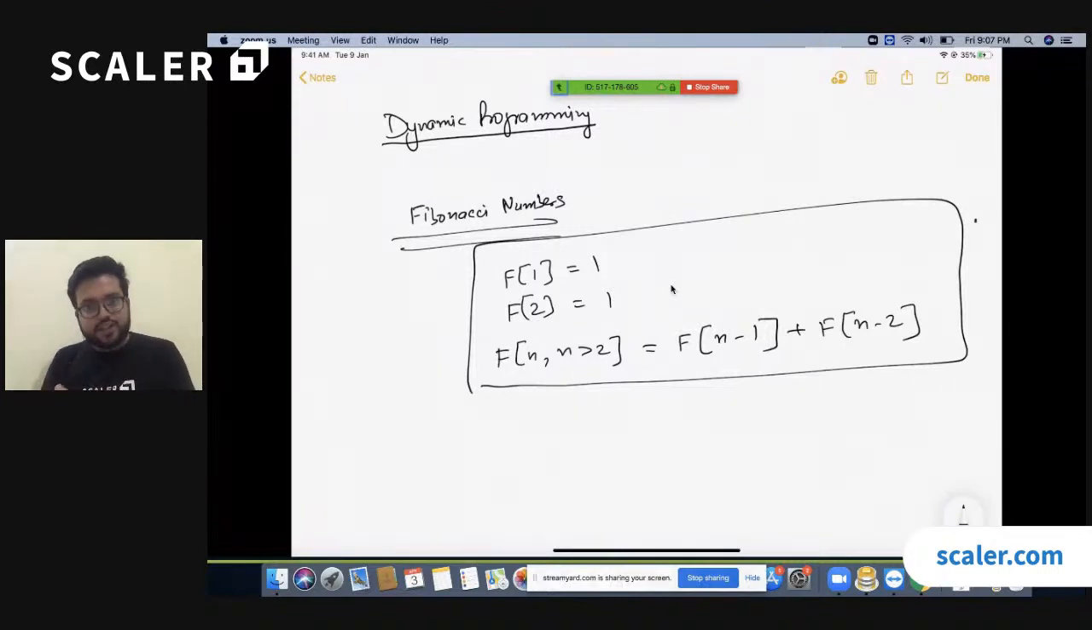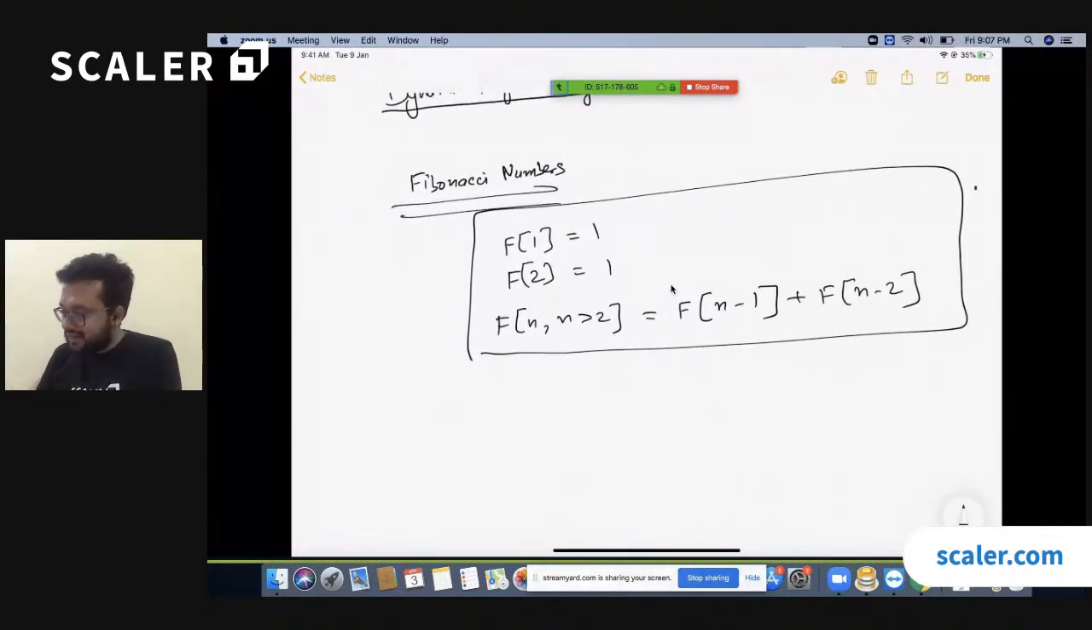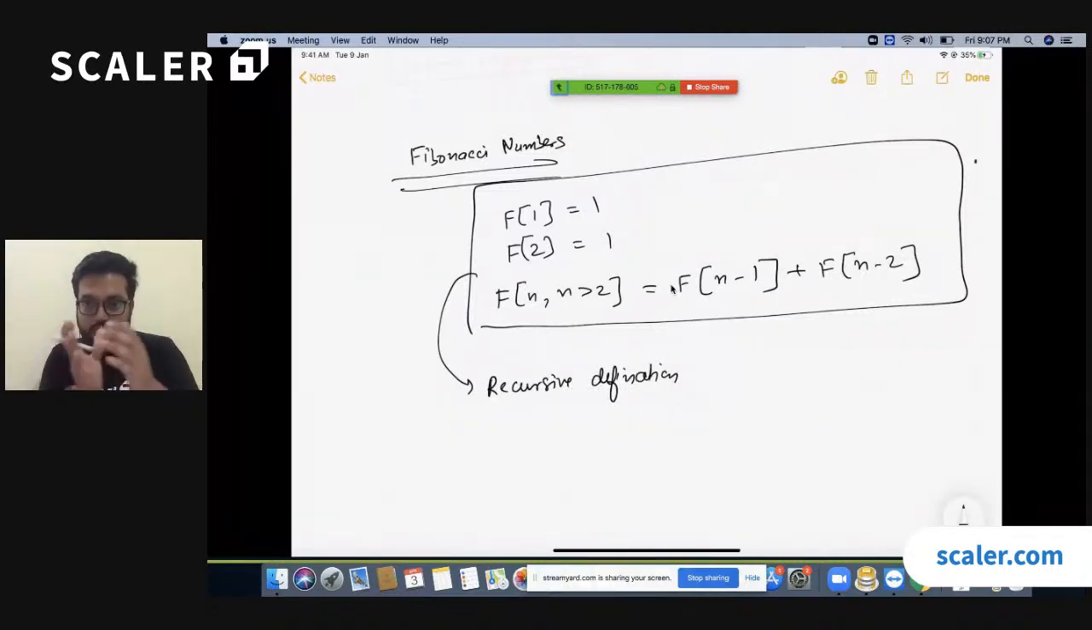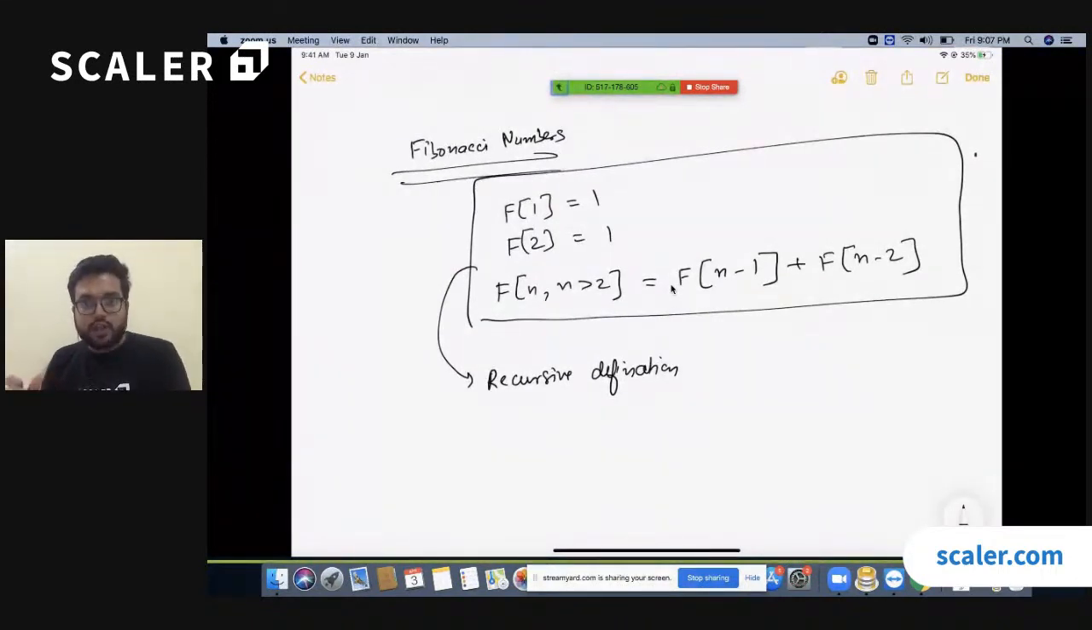Now, I am pretty sure that just by looking at the definition, everyone would be clear that the definition of Fibonacci numbers is nothing but a recursive definition. Right? You are defining a number recursively using the previously defined numbers. So how would you go about solving this? The problems of recursion can be very easily visualized by drawing a recursive tree. I hope all of you can appreciate that. Let's take an example and see.